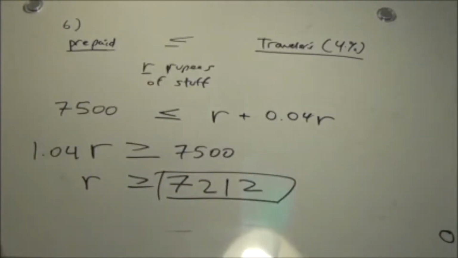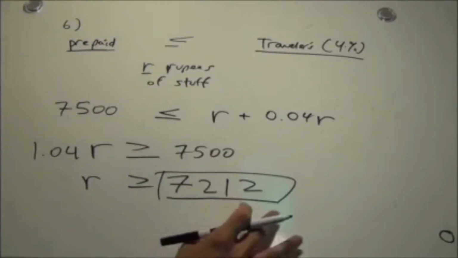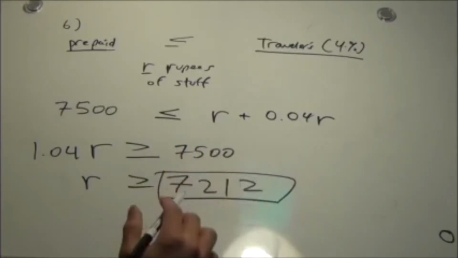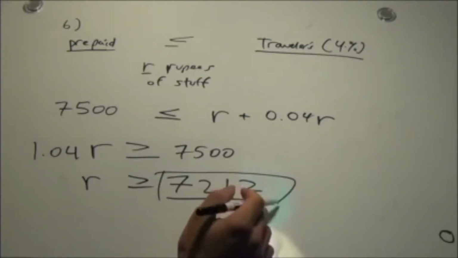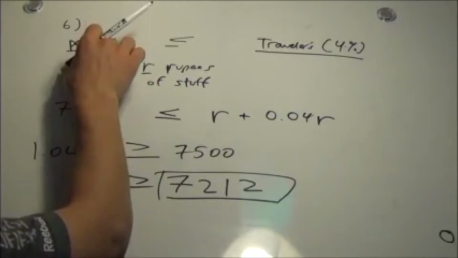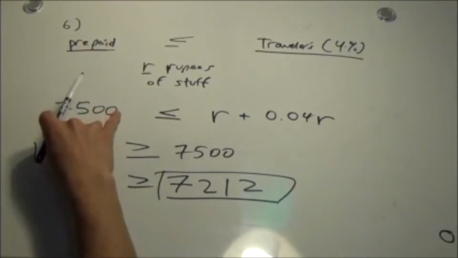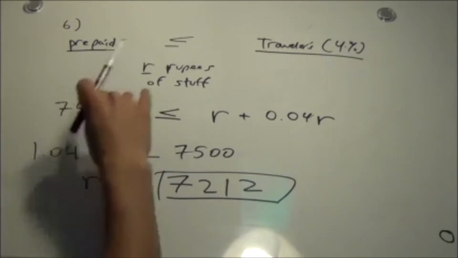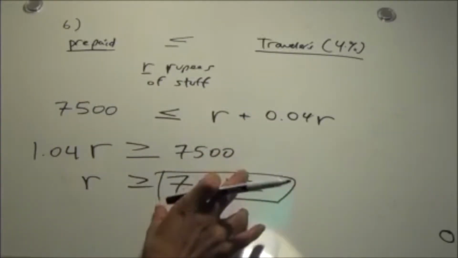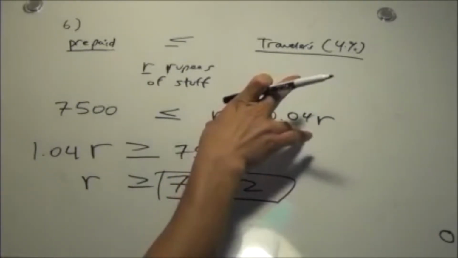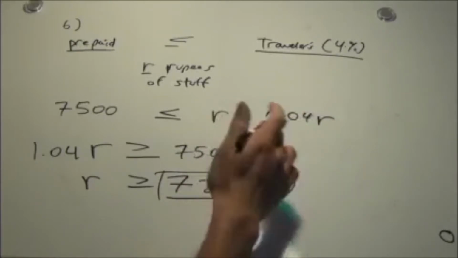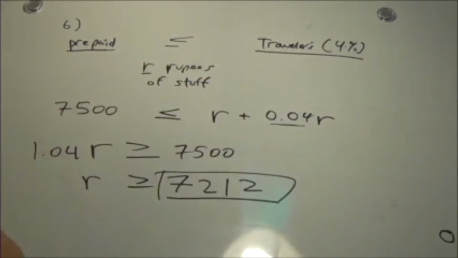There's your answer. So again, interpreting this, that means if Sarah spends more than 7,212 rupees, then the amount she spent on the prepaid card was still less than the amount she would have paid if she spent that many rupees and her bank ended up charging her the 4% fee.